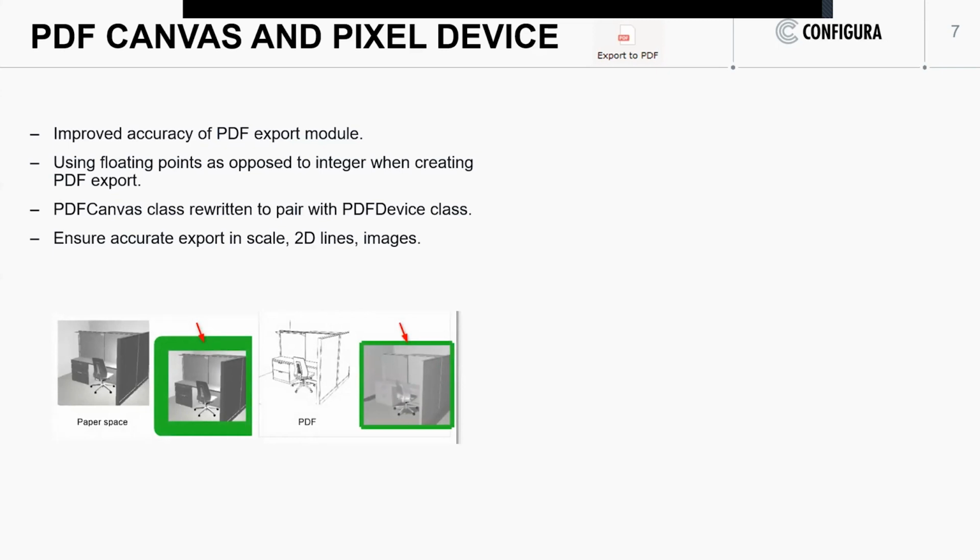This is an example of one of the issues caused by not using floating points. You can see the border, where the arrow is pointed. The left side is on the paper space and the right side is on the exported PDF. You can see that the border shrinks. It should be wider, but the exported PDF has a narrower green border. So this is fixed with the new changes.